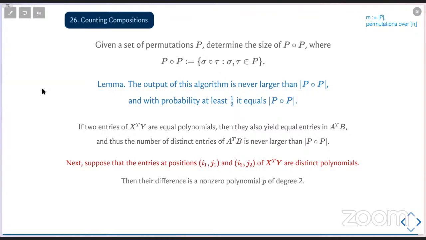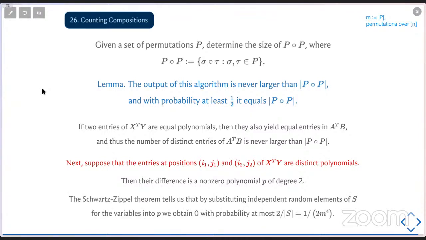If you look at the difference of these two polynomials, it's a non-zero polynomial of degree 2. Now, what do we know about non-zero polynomials of degree d? We know that they cannot have too many zeros, right? Because they're non-zero, from Schwartz-Zippel, we know that if you have independent random values, then we obtain a 0 with probability at most d over the size of S.